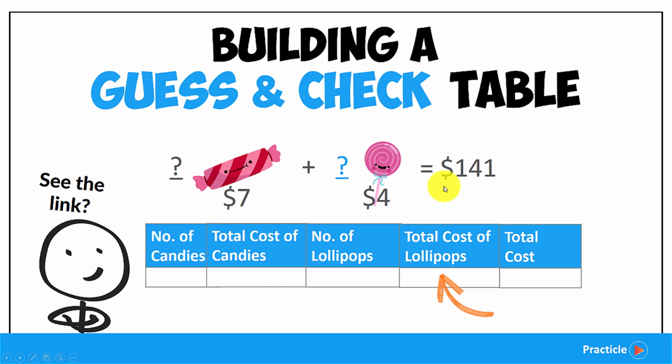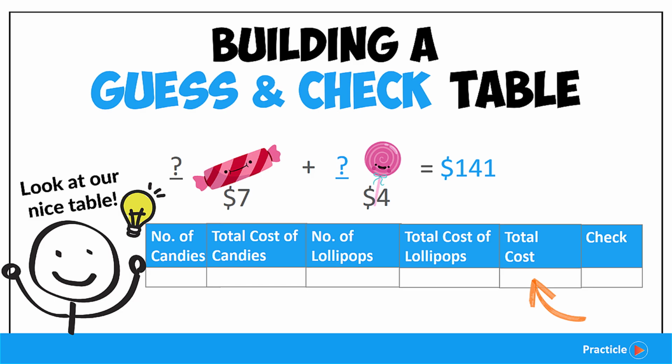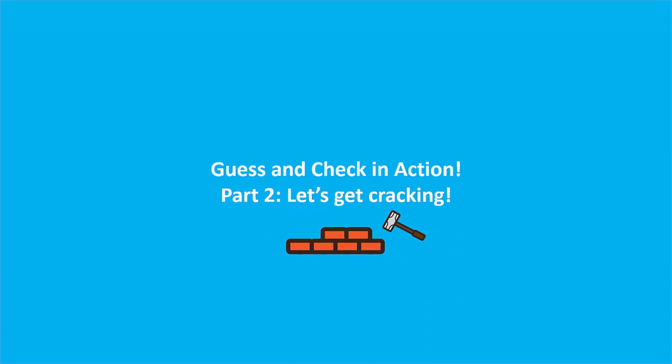Since it's given in the question that the total cost of everything adds up to $141, we'll know that our guess is right if the total cost of the lollipops and candies really adds up to $141. Understand? To help us keep track of our guesses, we also include a check column on the right hand side of the table. And you'll see why we do that in a while. Alright, now comes the exciting part. Let's see the guess and check method in action.